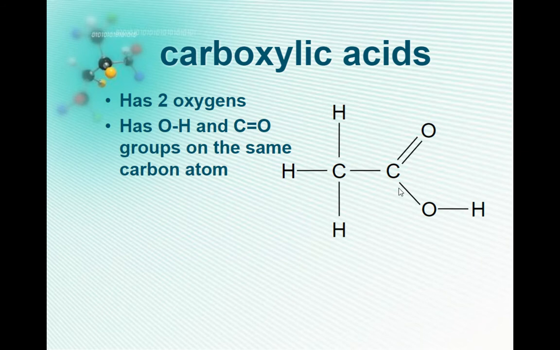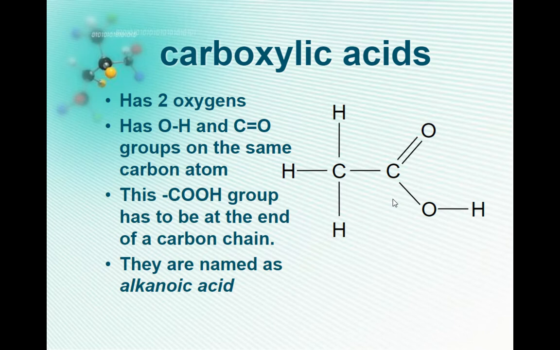Biologists use that a lot because these are found all throughout the Krebs cycle. Every step of the Krebs cycle involves a carboxylic acid. Malic acid, formic acid, pyruvic acid, lactic acid, you name it, it's a carboxylic acid. So there's that COOH group that I'm talking about here.